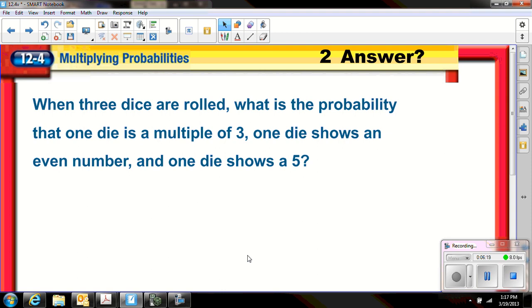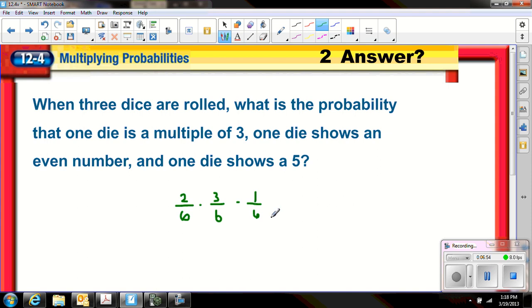All right, let's try another one. Let's take those same 3 dice, let's roll them again. This time I want 1 dice to be a multiple of 3, 1 to show an even number, and 1 to show a 5. So let's start with the multiple of 3. Well, first off, this is definitely independent because, again, all 3 dice are being rolled at once. There's 6 numbers on a dice. In order for it to be a multiple of 3, it has to be a 3 or a 6, which means I have 2 out of 6. 1 dice shows an even number, so 6 numbers could be 2, 4, or 6, so 3 out of 6 for that one. And 1 dice to show a 5. 6 options, there's only 1 five.